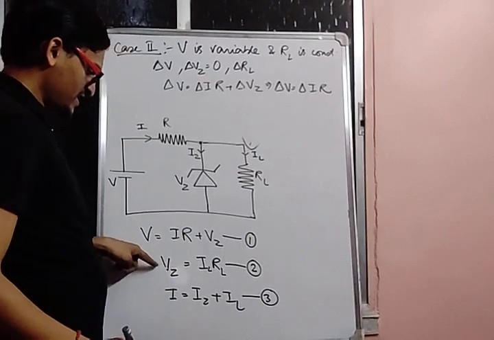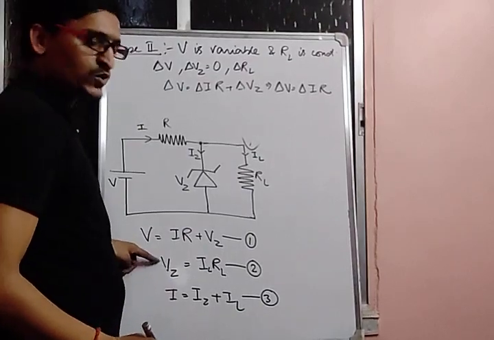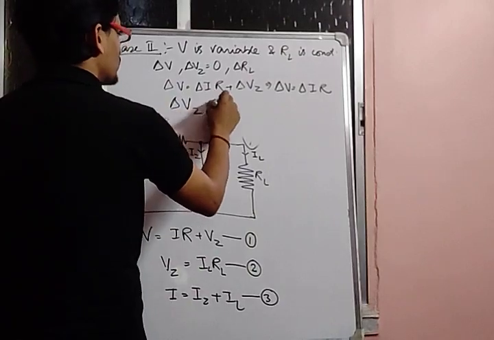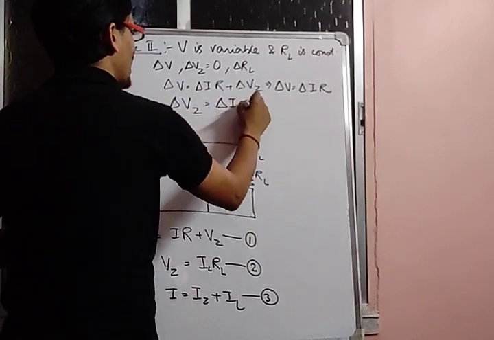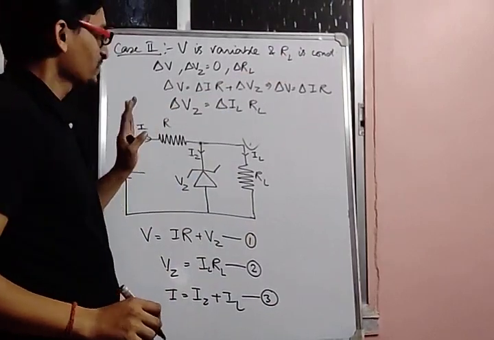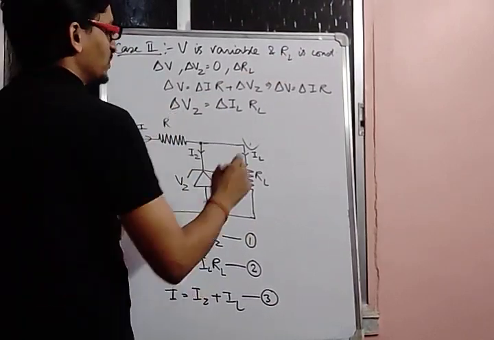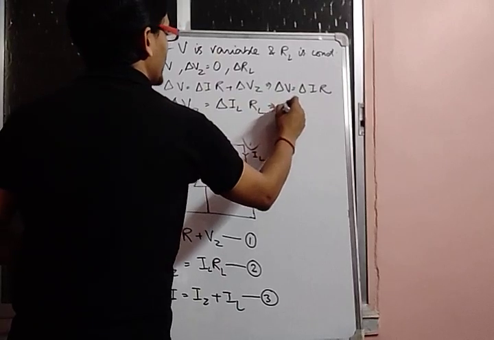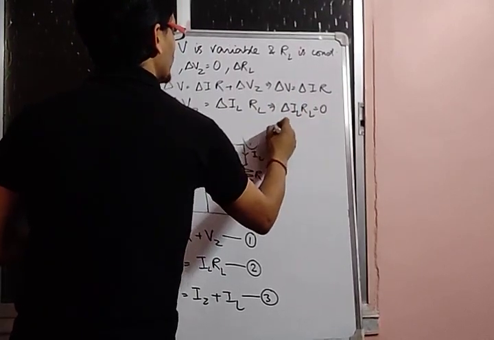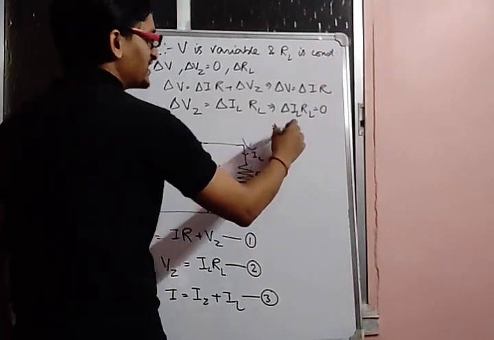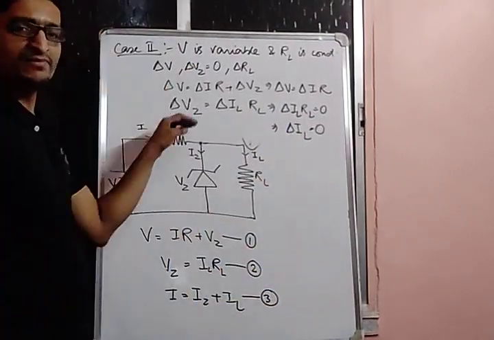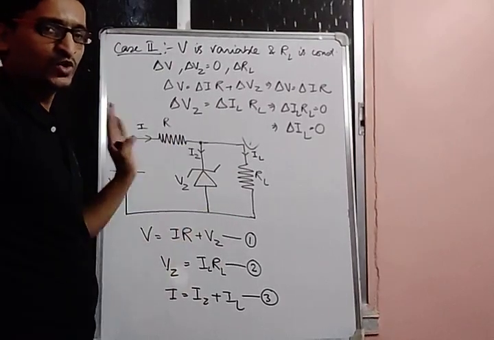Now, if we consider equation number 2, then we get delta Vz equals delta IL times RL. RL is not changing. Here the load resistance is constant. Now delta Vz is 0, so delta IL into RL should be 0. So what does it imply? It simply implies that delta IL will be equal to 0.